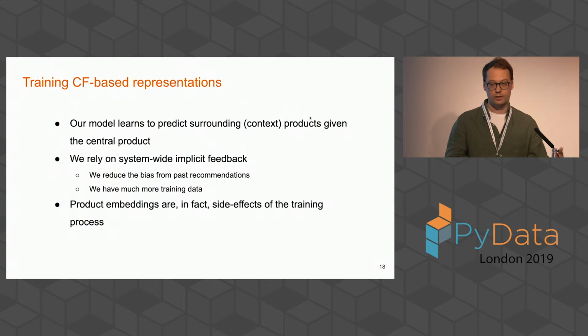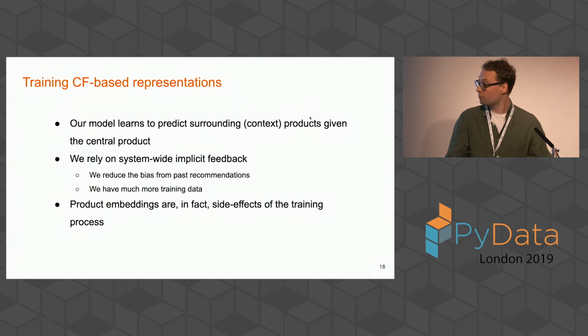There's nothing about recommendations in this at this stage. We rely on system-wide implicit feedback. So we don't restrict ourselves to data generated by the recommender system in the past. We rely on the entire clickstream. And by doing so, we reduce the bias from past recommendations, and we have much more training data.